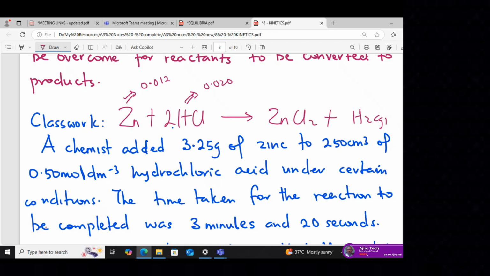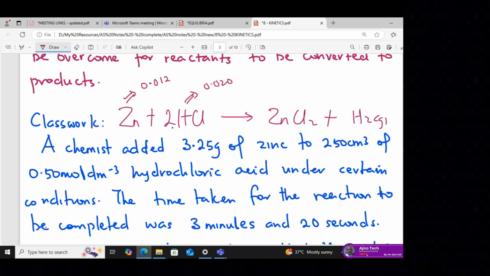Tell me the answer. 0.012. No, you're wrong. Now, to start with, which of them is in excess, zinc or HCl? From the equation, let's say the mole of zinc is 0.012 and the mole of HCl is 0.020. From those values, which of the reactants is in excess?